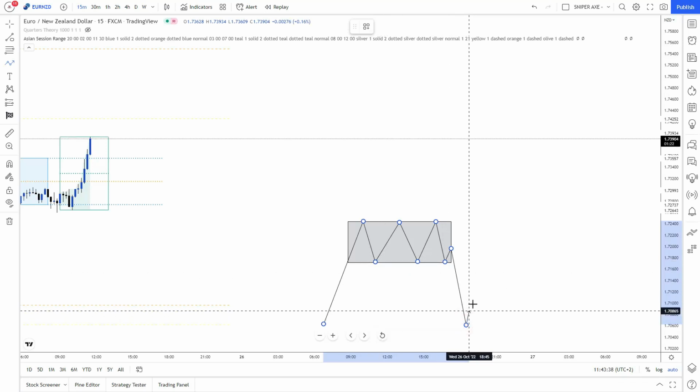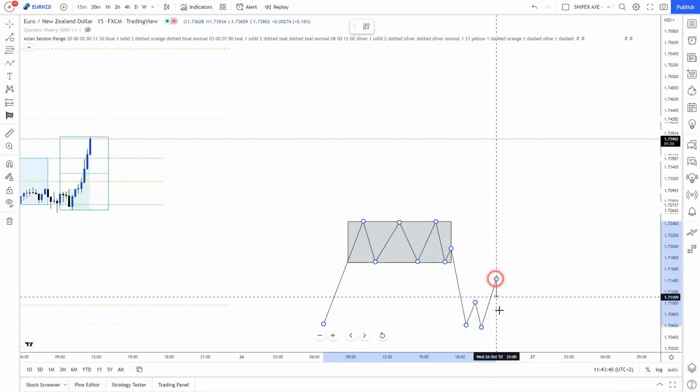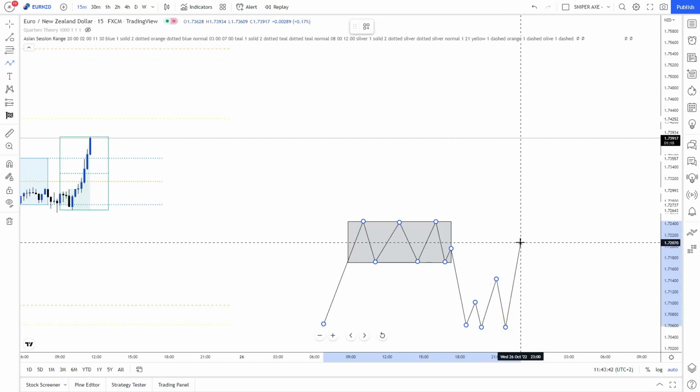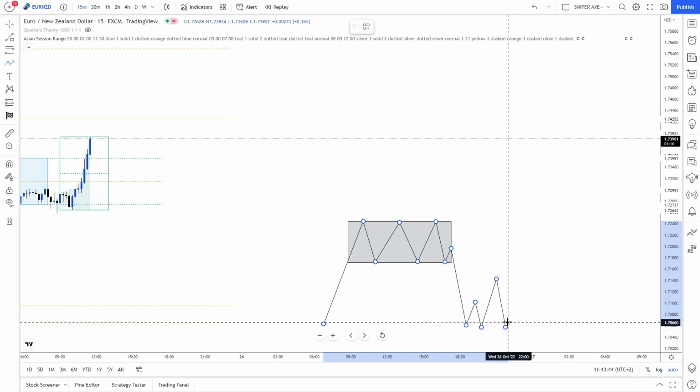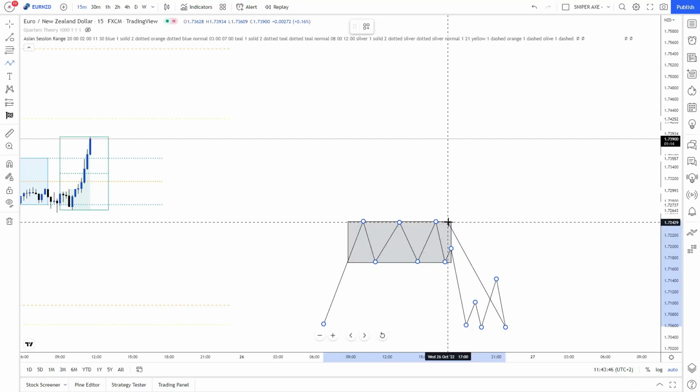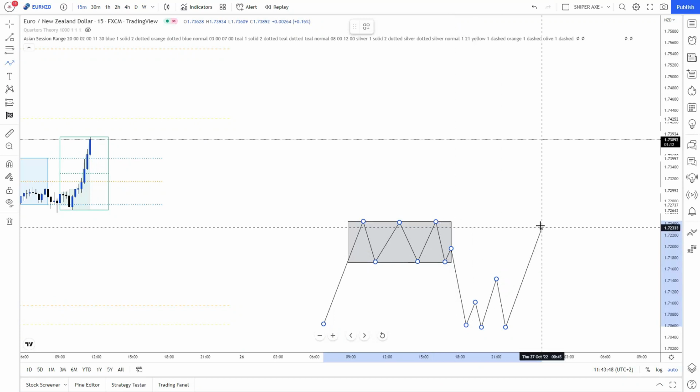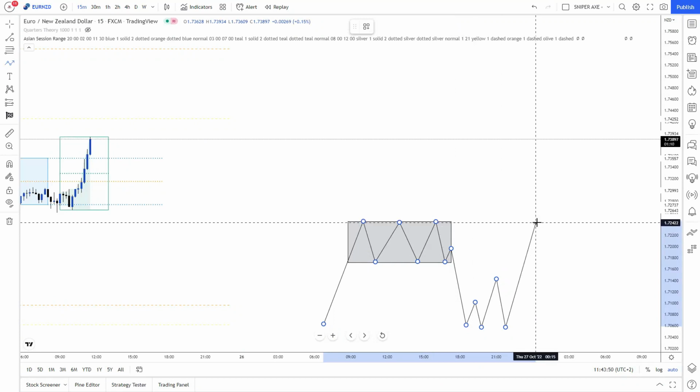Then they come to those lows and they will form a pattern there. Then they will push upwards. So we're going to end our buys there. And our first target is the high of the Asian session. So on the high of the Asian session, we take our first profits.